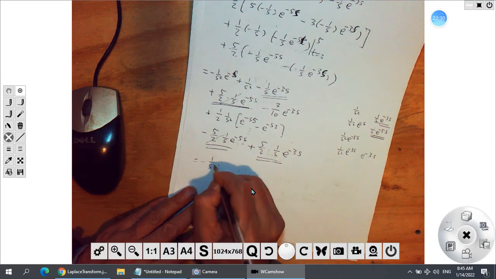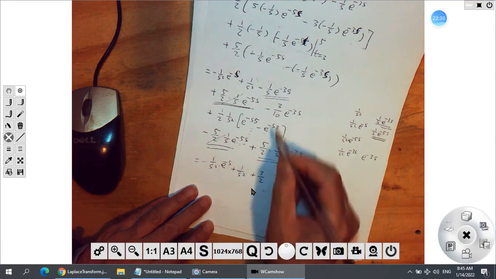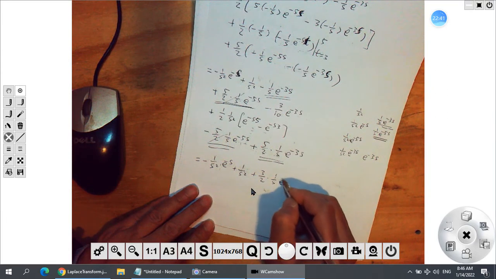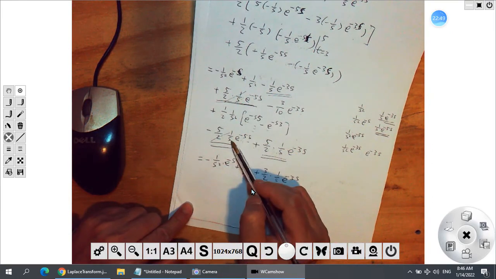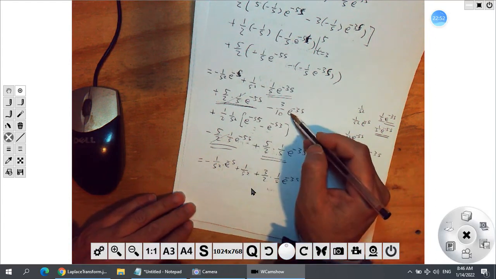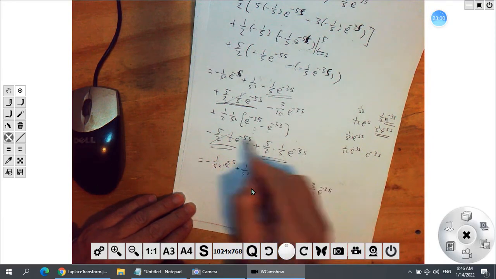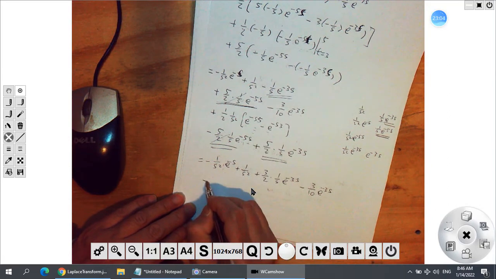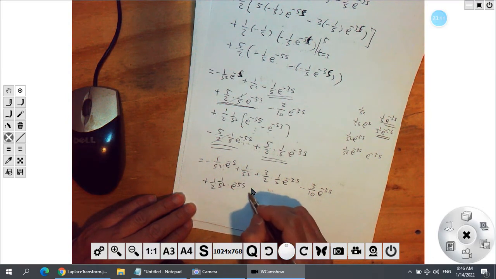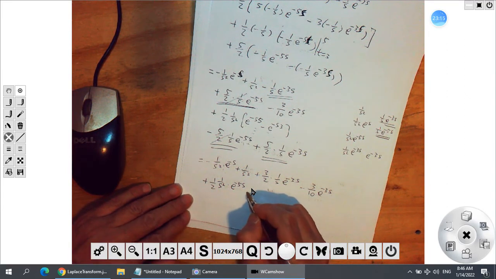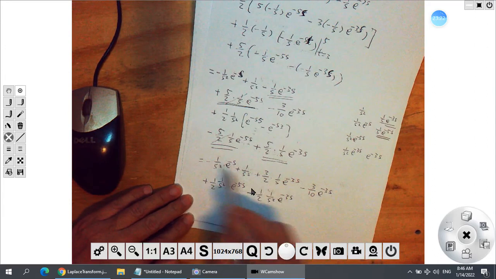So I have negative 1 over s squared e to the negative s plus 1 over s squared. Now it's plus 3 over 2 times 1 over s e to the negative 3s. And then this cancels. Sorry. This one, keep it. And these two, keep them. Plus 1 half times 1 over s squared e to the negative 5s. Minus 1 half times 1 over s squared e to the negative 3s. This cancels, this merges, okay.